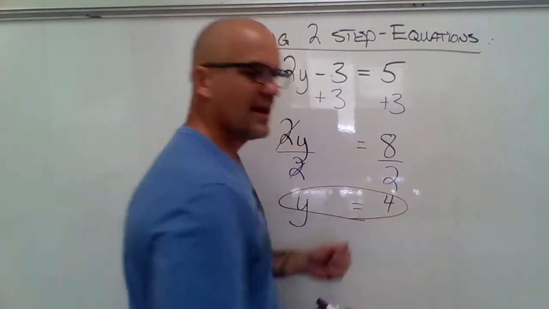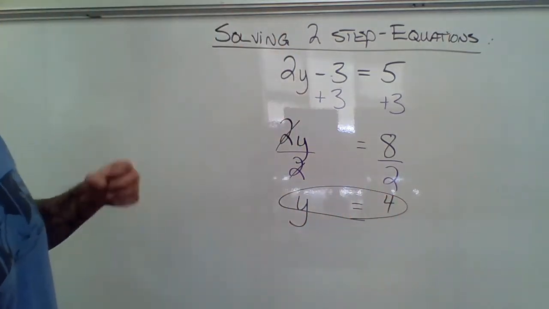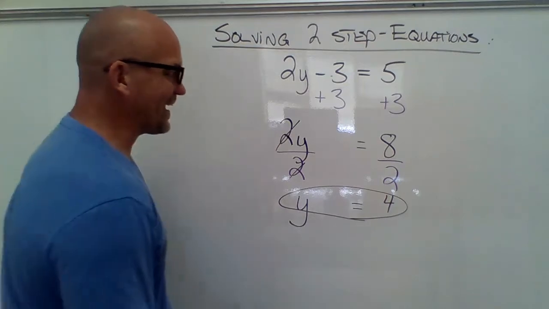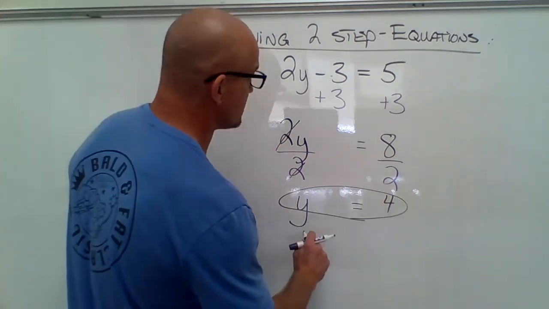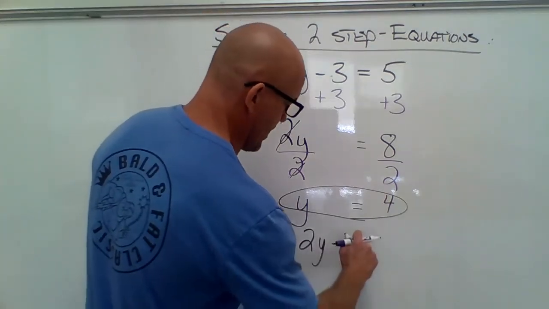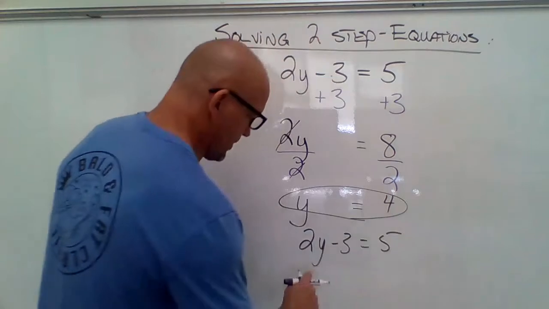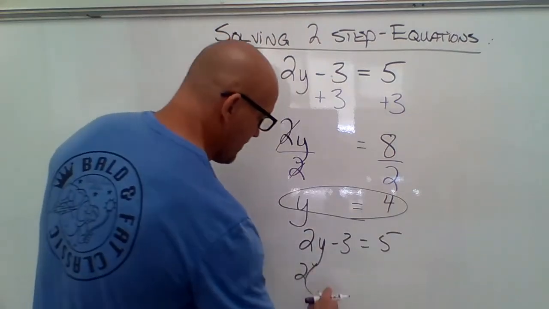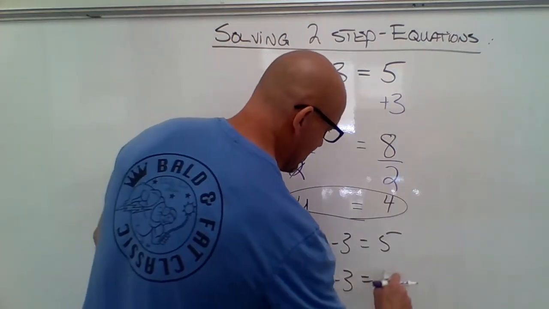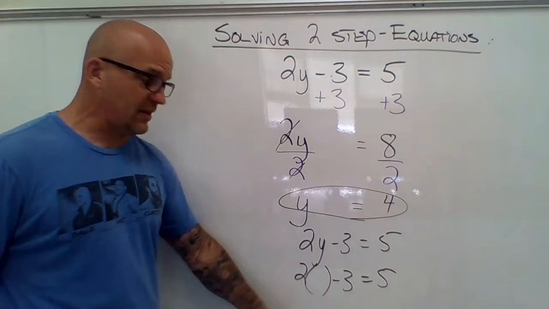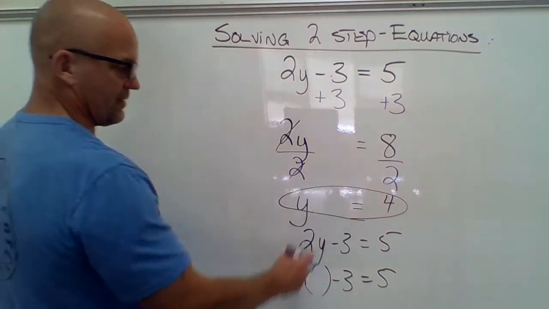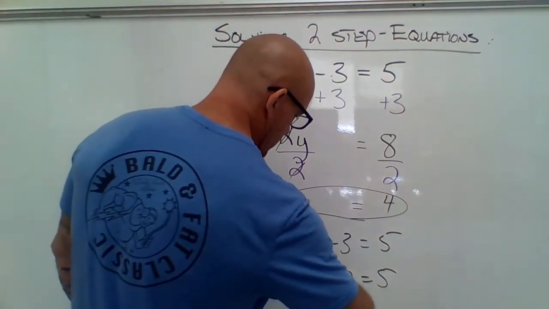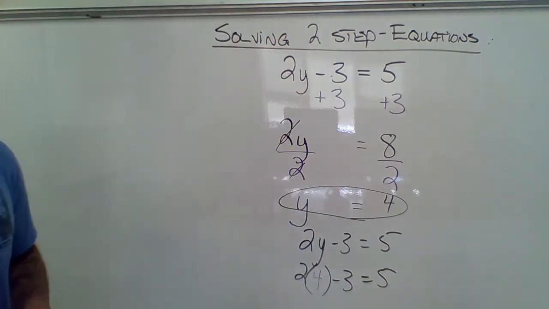So once again, I have a solution. Once again, I'm going to do a three-step check. So I'm going to rewrite the initial equation, 2y minus 3 equals 5. I'm going to substitute in the value that I think it is. So there's that set of parentheses. So 2 times, we think it's 4. I'm going to use my purple there just so you can see I'm substituting that 4 in.